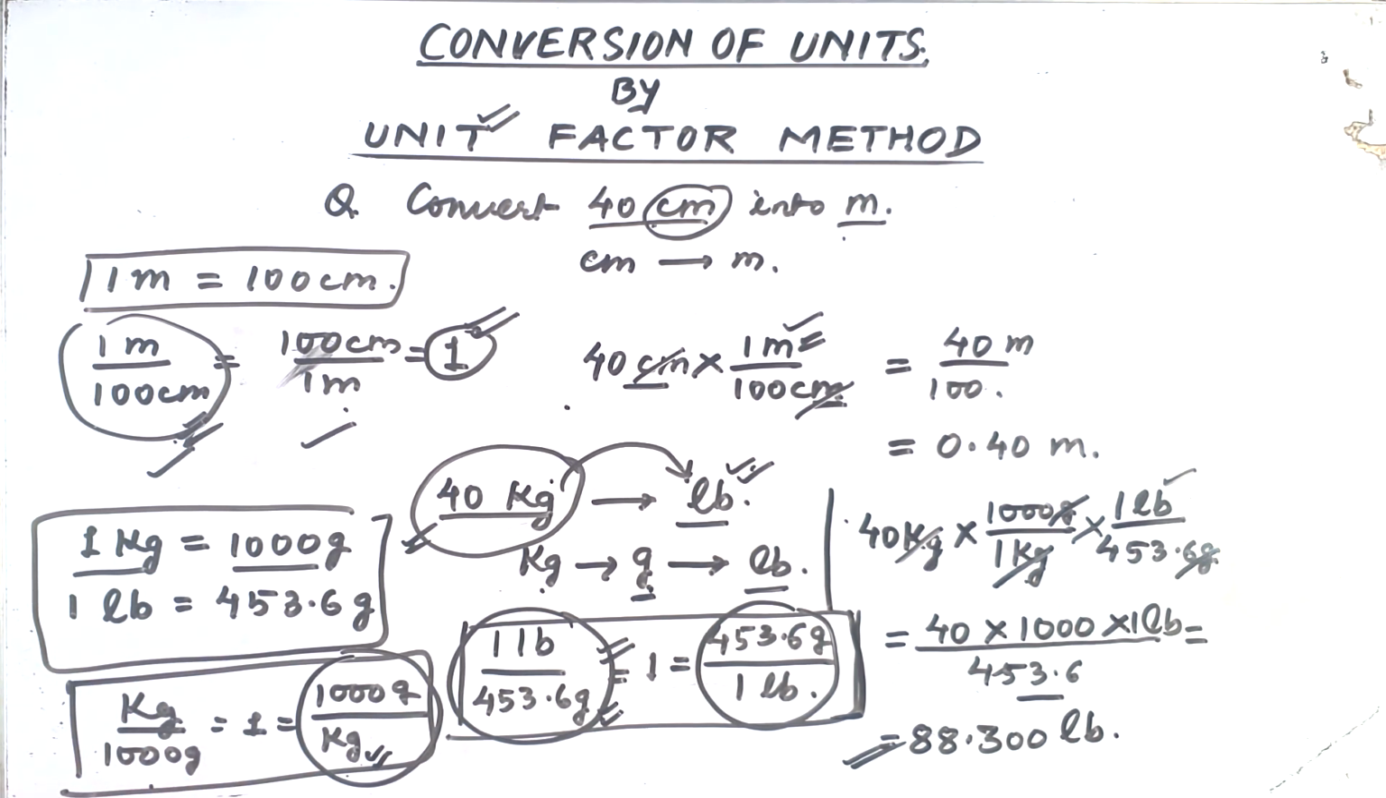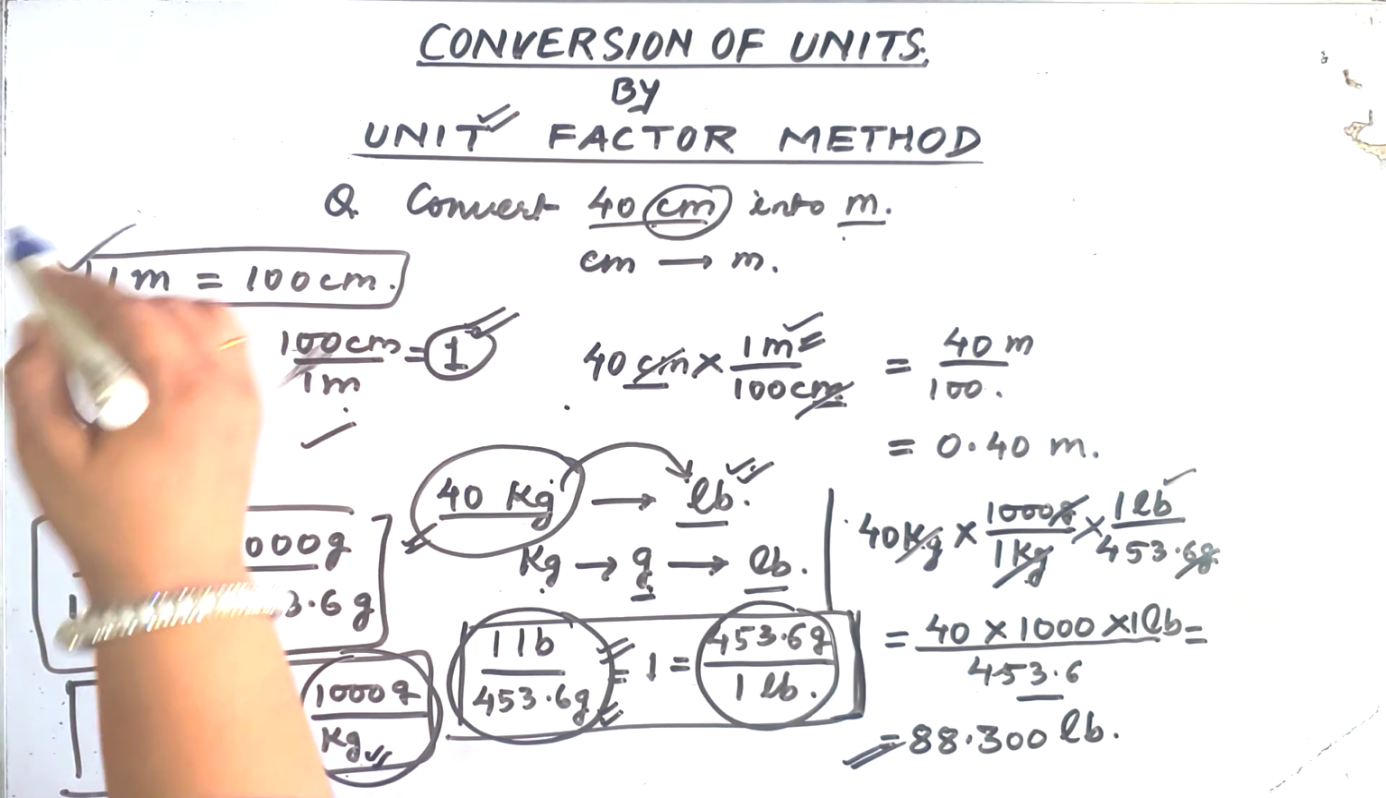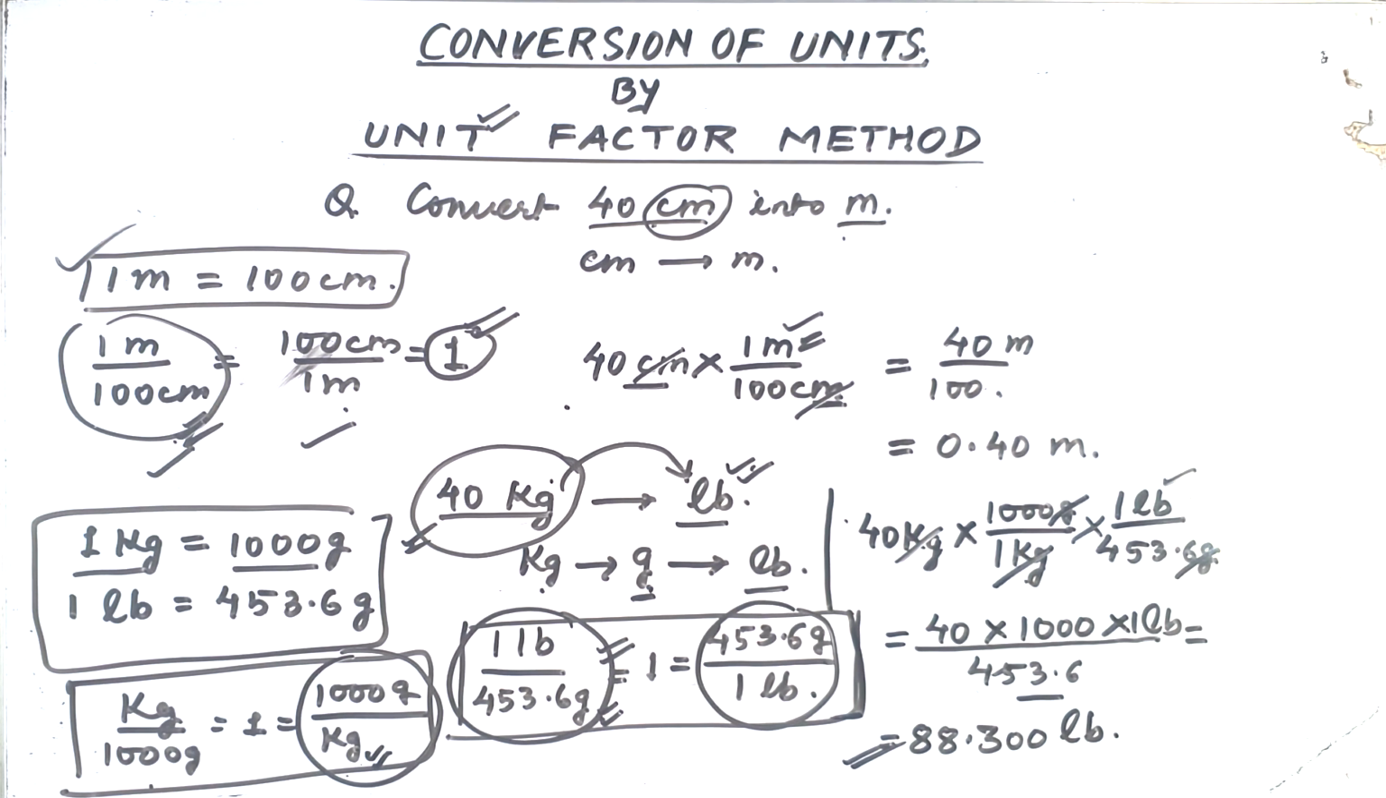I hope this video will be helpful for you to understand how to convert one unit into another in a very simple way. The only thing you require to convert one unit into another unit is the relation of that unit with another unit. Write down the relation first, convert it into the conversion factor, and choose the conversion factor which could be used in such a way that you can cancel out the unit you don't want.